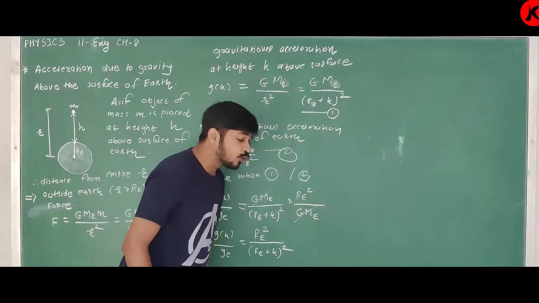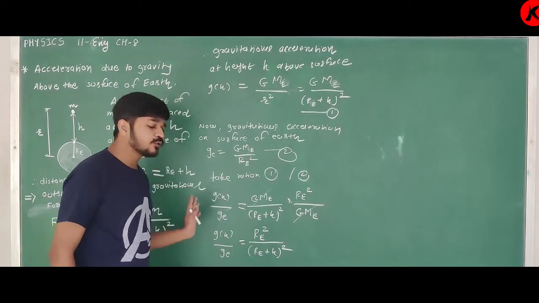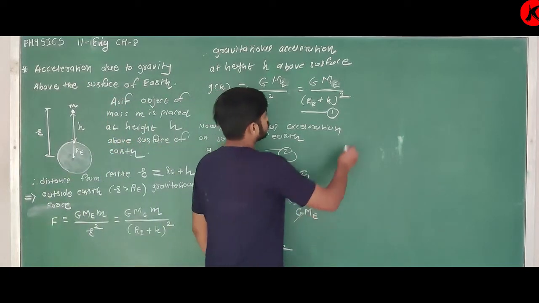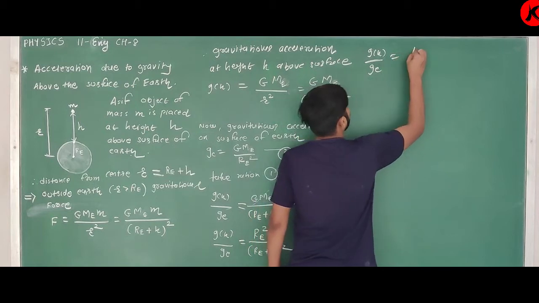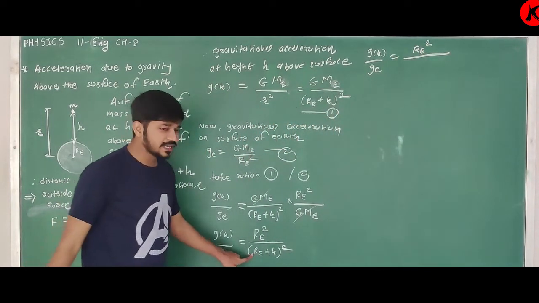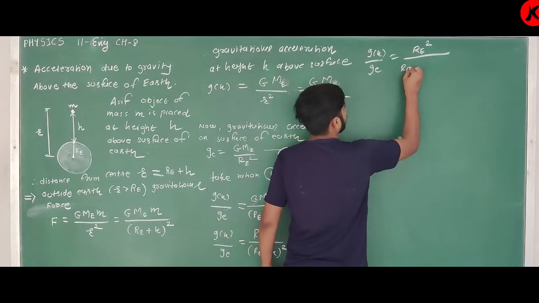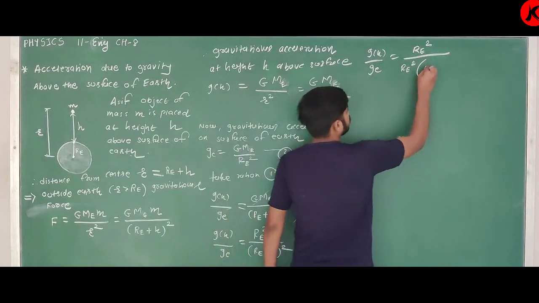R_E plus h, whole square. So if you take R_E square common, outside we have to write R_E square. So g_h upon g_e is equal to, numerator as it is, R_E square. In denominator you have to take R_E common. So it is R_E square. From here, R_E common, so it is 1.